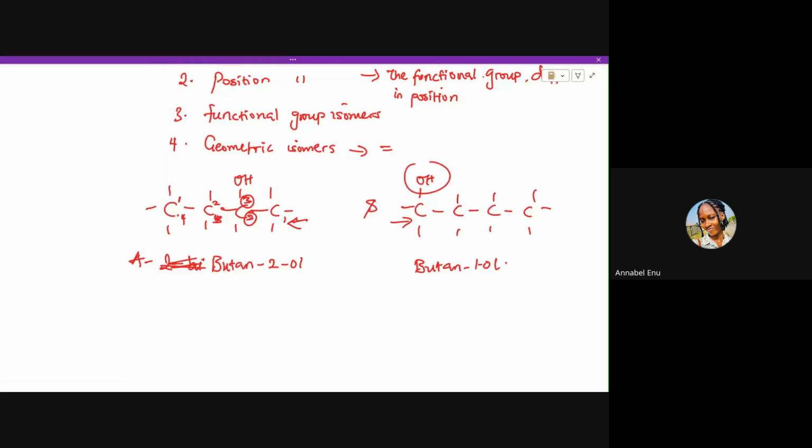Now, functional group isomerism is when two or more structures have different functional groups, but somehow their molecular formula is going to be the same. So let us see an example of this.